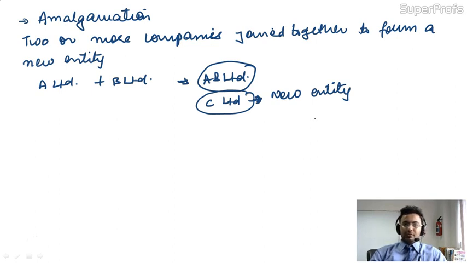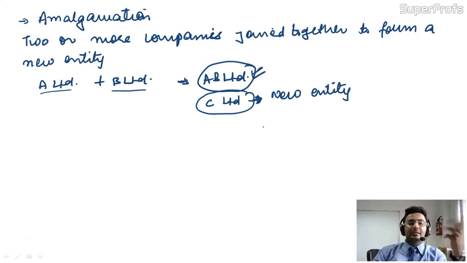Correct? So what were they basically? They were some previous entities, and they are new entities. Got it? Should we go ahead? There are some lighting issues. It's okay. But you need to focus over there on the screen, not at my face. So apart from that, what was that? That they are going to form a new entity. That is what we call amalgamation.